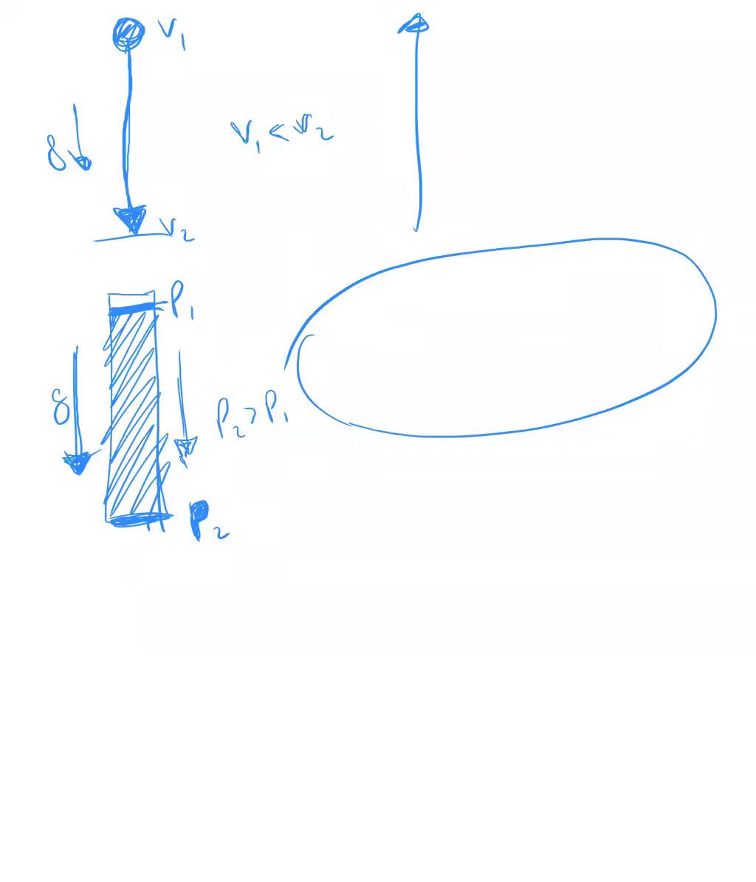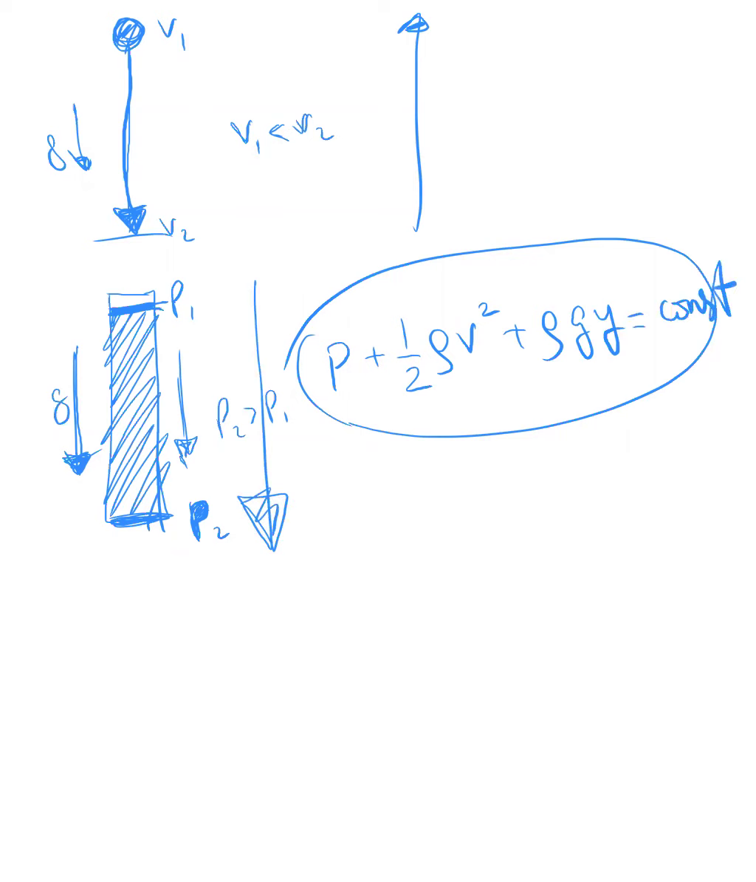And this equation is that if you follow a stream of water, then pressure plus half of water density times its velocity squared plus water density times g times y, where y is the depth, is constant. Okay, so if you add this combination of the pressure and the velocity and the depth, this combination will always remain the same.